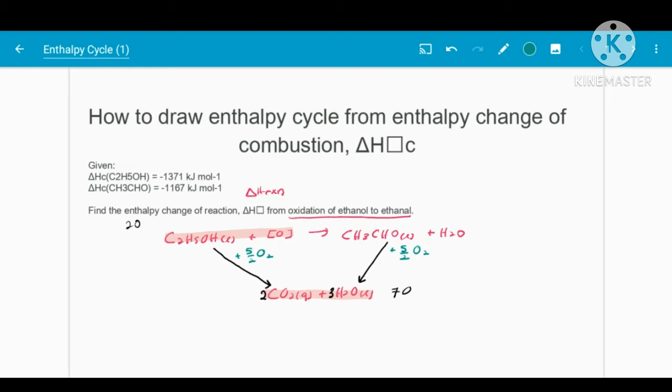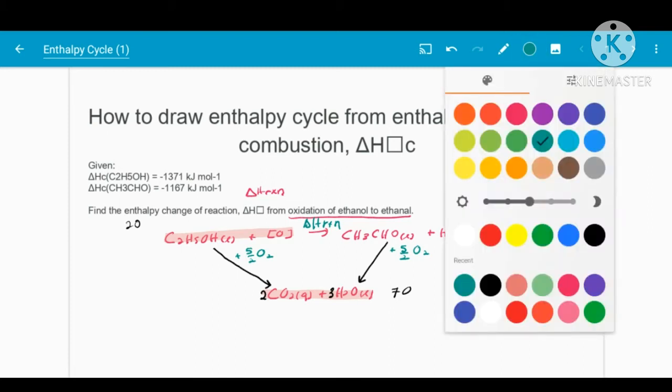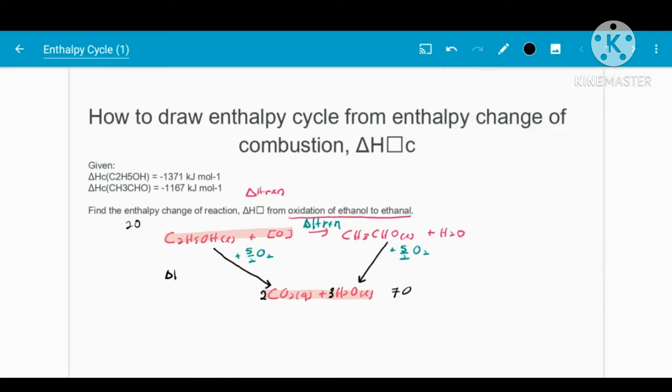Okay guys, this enthalpy cycle is important because we can calculate the enthalpy change of reaction from the given enthalpy change. So the final step, don't forget to add the value of the enthalpy change of combustion. -1371. Remember that this is for 1 mole. And another one is -1167, and this is combustion for 1 mole of compound. So yes, of course, this is 1 mole.